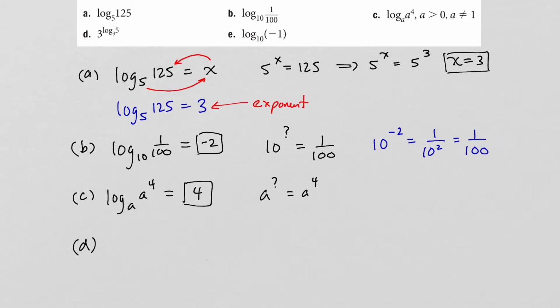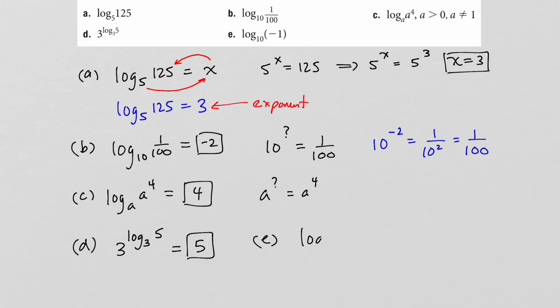The next one, we have 3 to the power log base 3 of 5. So here we can use the inverse property, which says that when you have the base 3 and you raise it to a power log base 3, the 3 and the log base 3 cancel out, and we simply get the number 5.